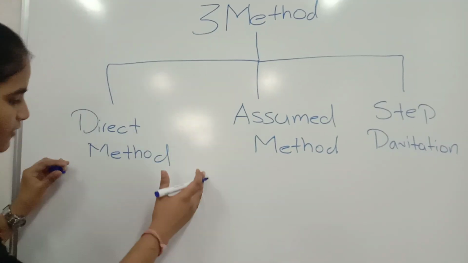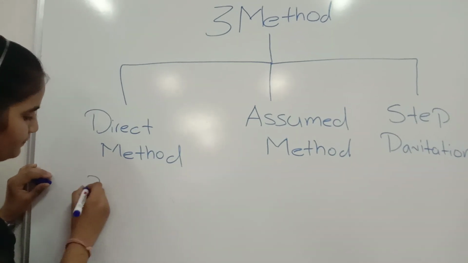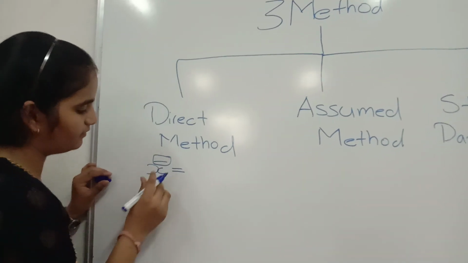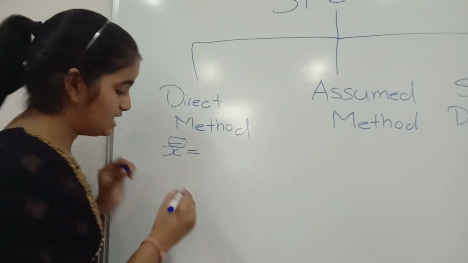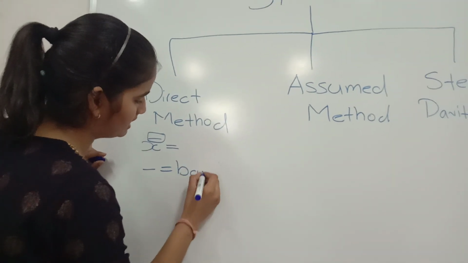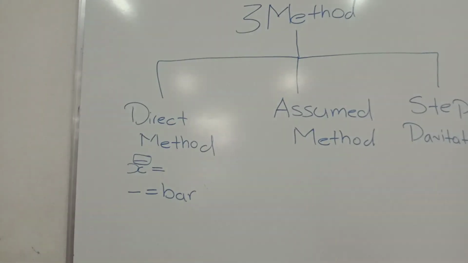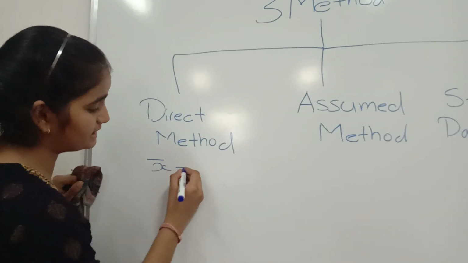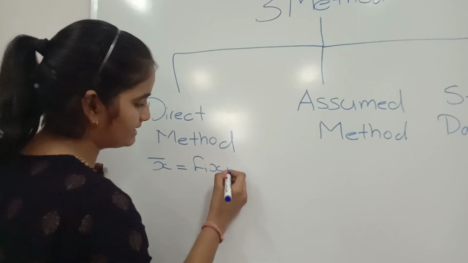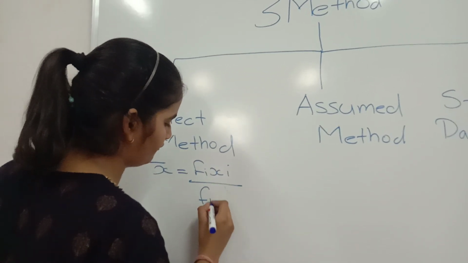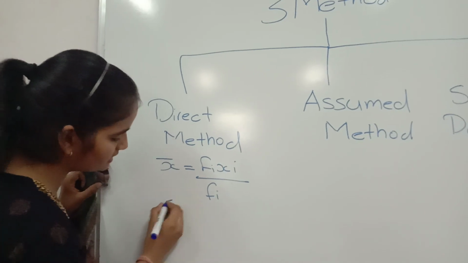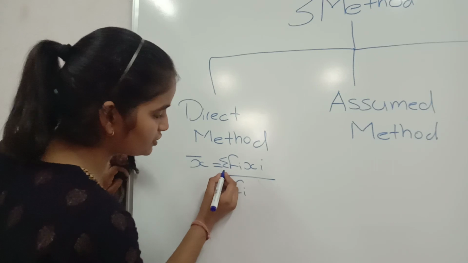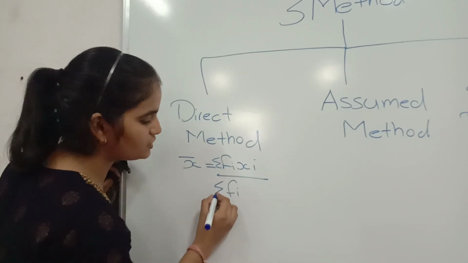Now talking about the formula, the formula of the direct method is x bar equals summation fixi upon summation fi. You can see the line above the x is known as the bar, so you can call it x bar. And this symbol is known as summation.